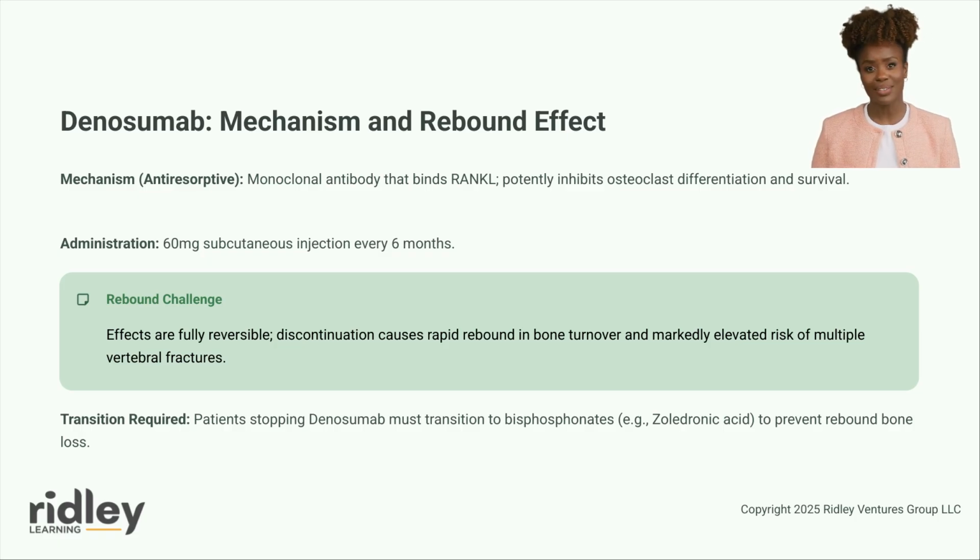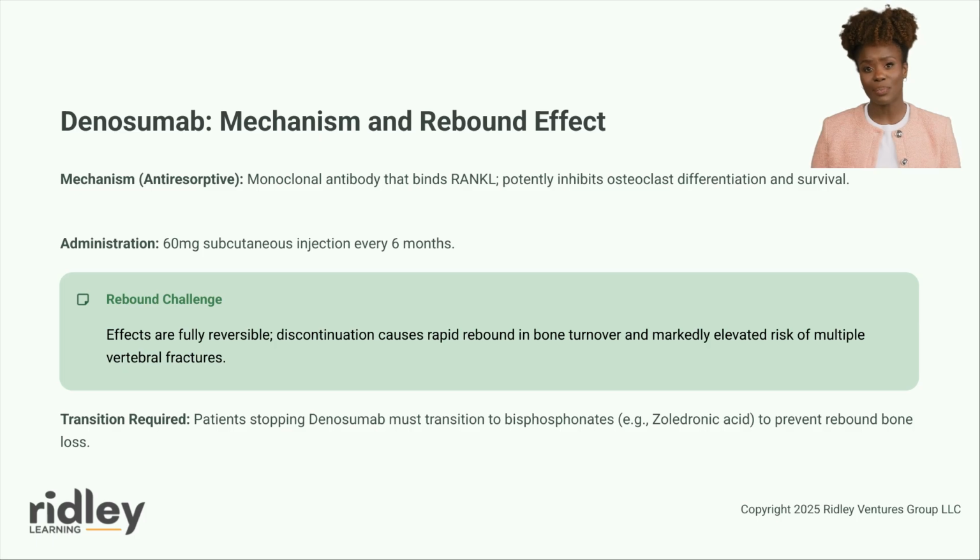Unlike bisphosphonates, which accumulate in bone and provide residual anti-resorptive effect after discontinuation, Denosumab's effects are fully reversible upon cessation of therapy. This reversibility creates a significant clinical challenge. Discontinuation of Denosumab is associated with rapid rebound in bone turnover markers to levels exceeding pretreatment values, accelerated bone loss, and markedly elevated risk of multiple vertebral fractures.